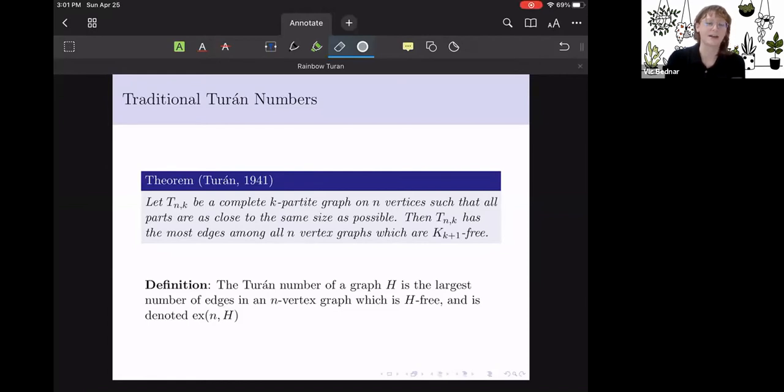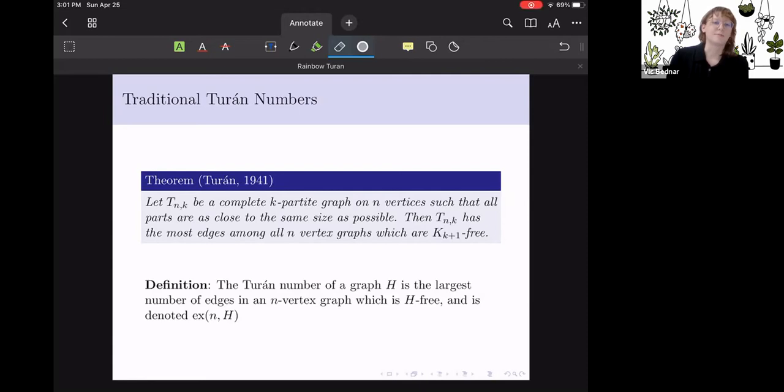They came out of this theorem by Turán in 1941, one of the classic results in graph theory that tells you the largest number of edges possible in an n-vertex graph which avoids a certain clique as a subgraph. The formal definition is here, but basically just consider you have n vertices, you want to avoid some clique. What's the most number of edges you can put between those n vertices to avoid that clique?